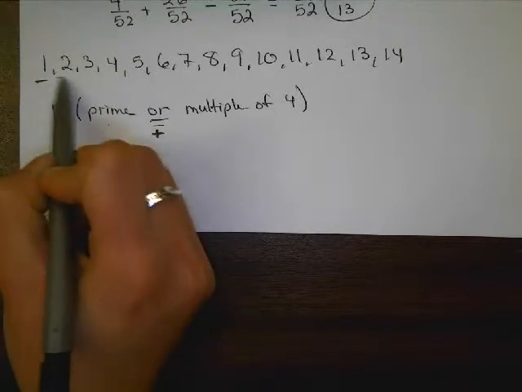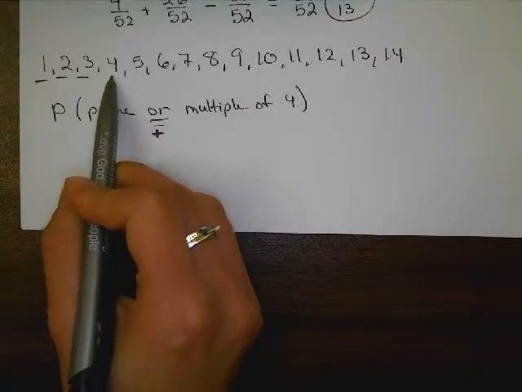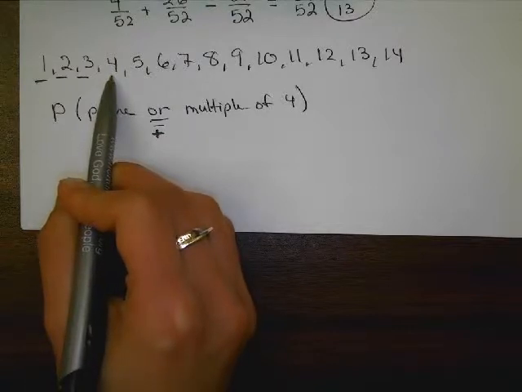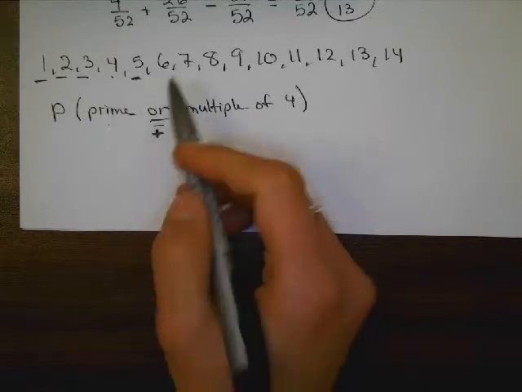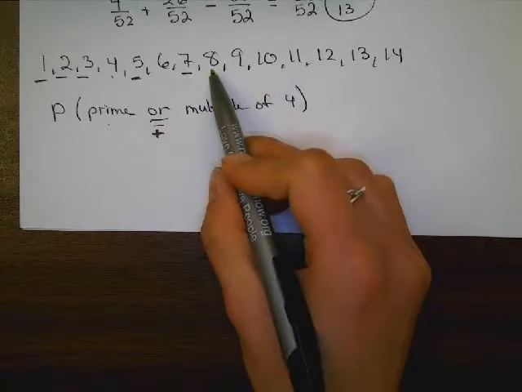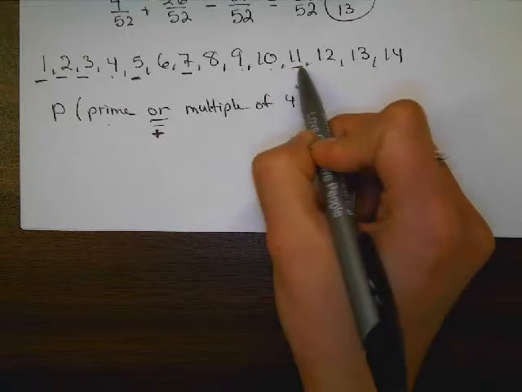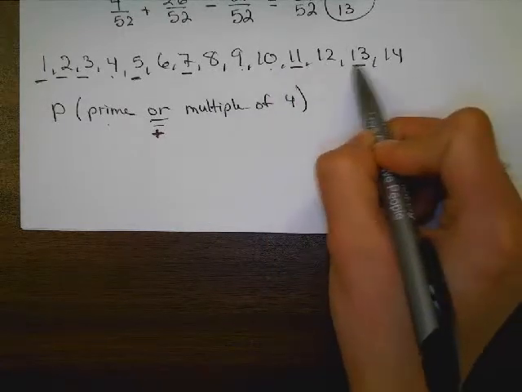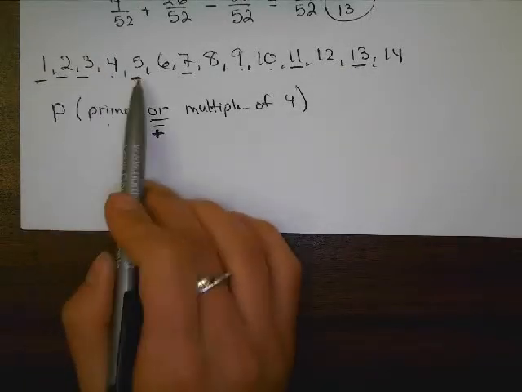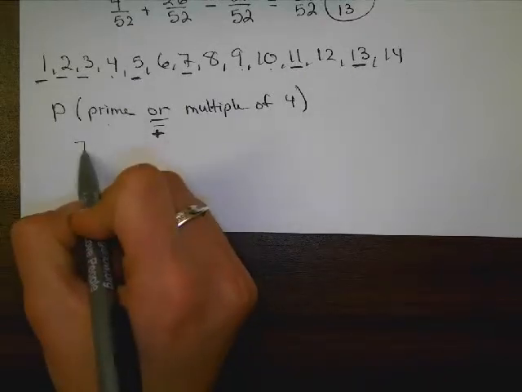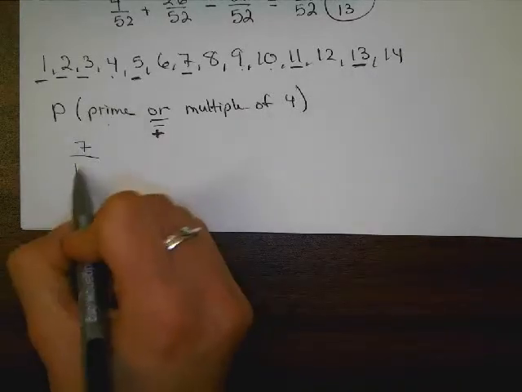Well, 1 is a prime number, 2 is a prime number, 3 is, 4 is not, because it is divisible by something other than 1 and itself. 5 is a prime number, 6 is not, because 2 and 3 go into it. 7 is a prime number, 8 is not. 9 is not, because 3 times 3 is 9. 10 is not. 11 is. 12 is not. 13 is. And 14 is not. So my prime numbers, I have 1, 2, 3, 4, 5, 6, 7 prime numbers out of a total of 14 numbers.